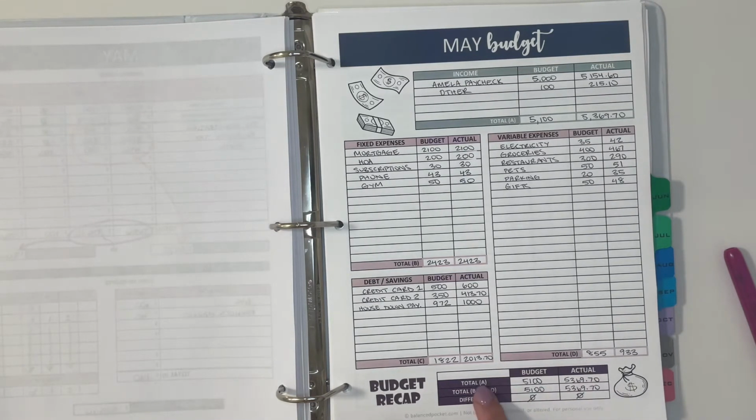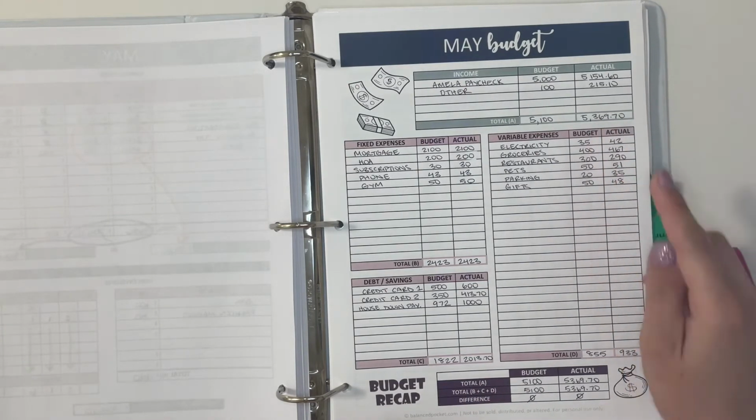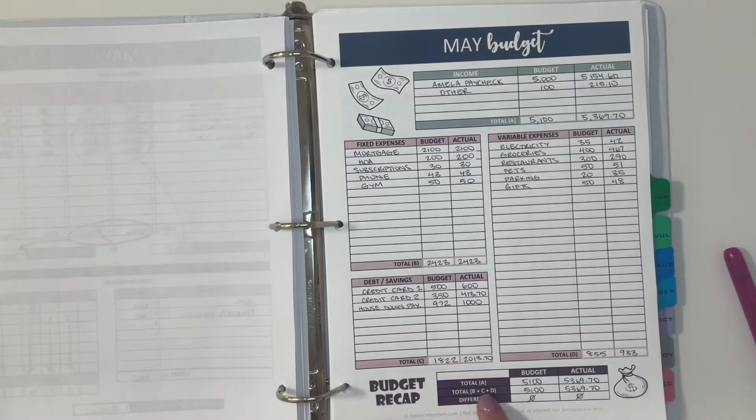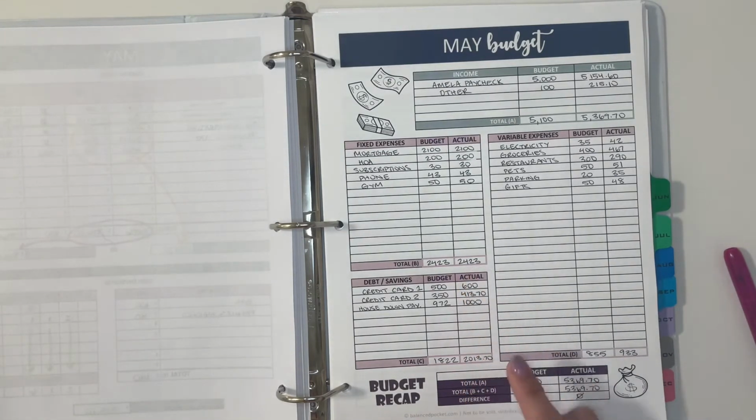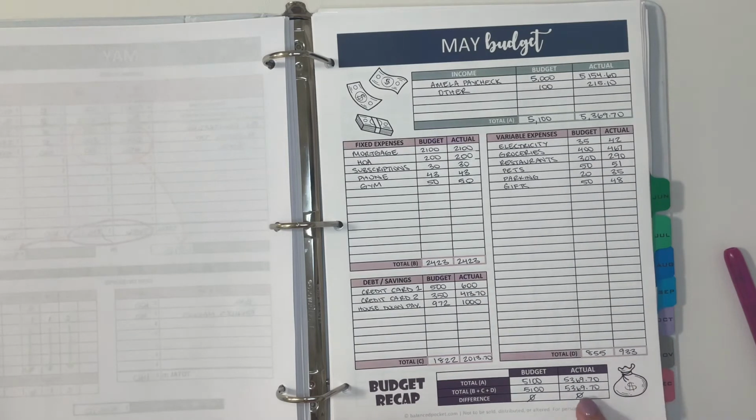And then at the end of the month, you will do the same thing for your actual budget. So what was your total actual income? So you'll put that here, and then your total actual expenses. So it's going to be this total actual, and total actual. So you'll put that there and then subtract the two, and it should equal 0.